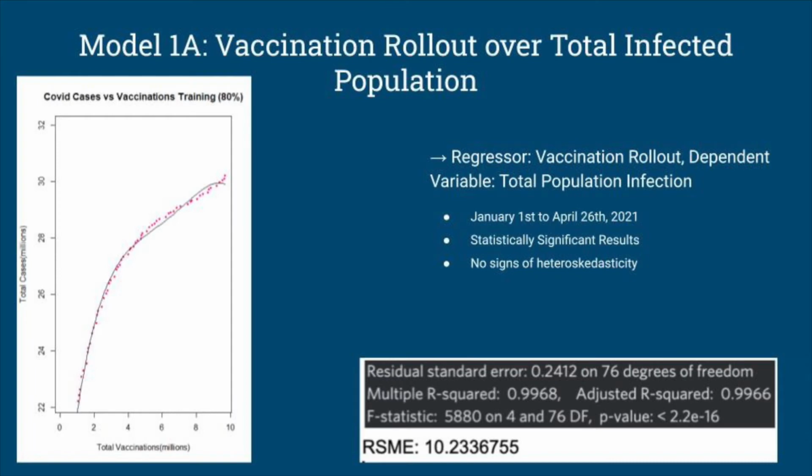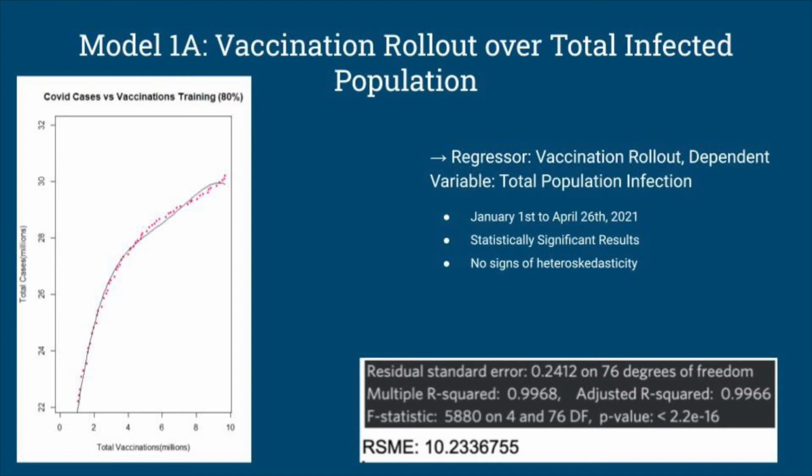For our first model, we regressed the rollout rate over the total population of those infected by COVID. This will be used as an overview to see how vaccine distribution influences the growth of the total population of those infected by COVID within the United States. Our dataset is within the time frame of January 1st to April 26, 2021. The first regression produced a residual standard error of 0.2412 coupled with a high adjusted R-squared value of 0.9966, which implies an accurate representation of their relationship.